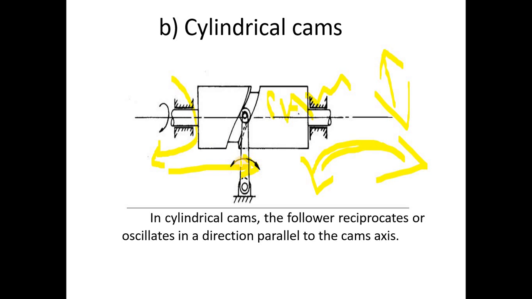So in the case of a cylindrical cam, the follower reciprocates or oscillates in the direction parallel to the cam axis. Look at this, this is the axis of the cam. So it will reciprocate or oscillate parallel to the cam axis. Look at this, it will reciprocate like this, oscillate like this. So it will oscillate in the direction parallel to the cam axis.